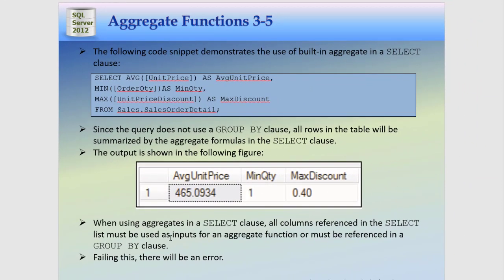Now, when using aggregates in a select clause, all columns referenced in the select list must be used as inputs for aggregate functions, or they must be referenced in a group by clause as we looked at previously. Failing this, there will be an error.